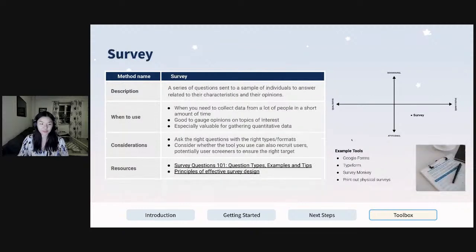Very helpful there. And then surveys sound maybe like one of the less exciting research topics, but they can be quite informative in the type of information that you get.